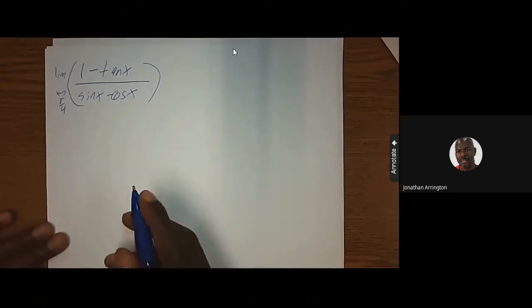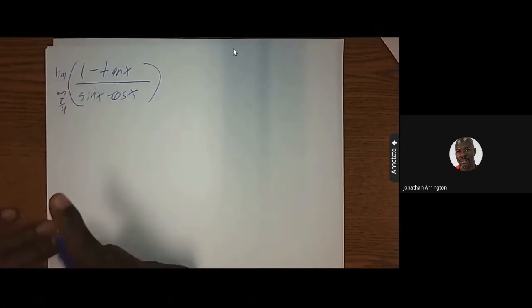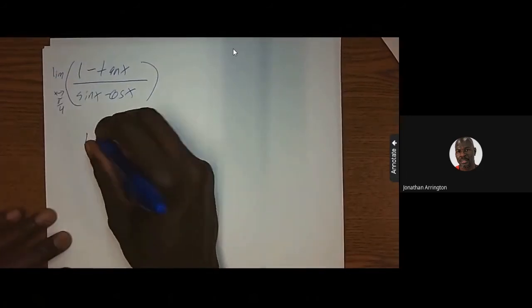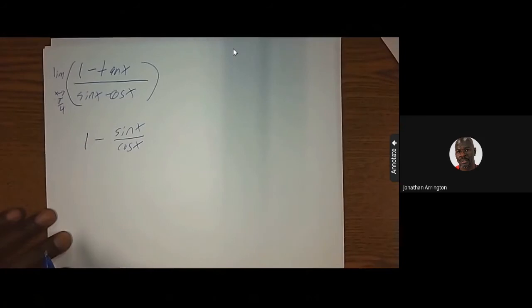But just to give you a brief introduction to manipulating trigonometric functions like this, one thing that we like to do is write things in terms of sine and cosine. So what I'm going to do is play with my numerator a little bit, and turn tan x into sine x over cosine x, because most people understand that's what tan x is. That's called a quotient identity.